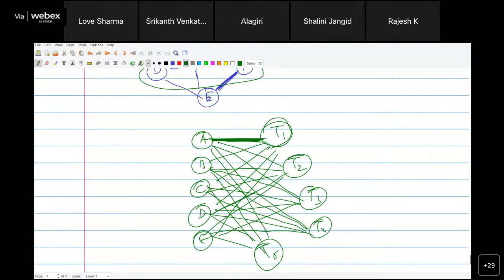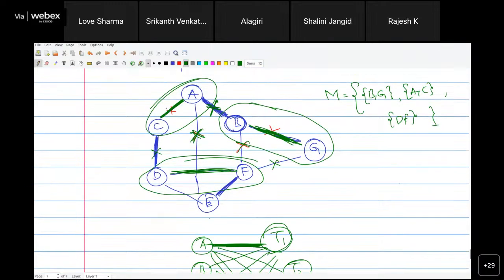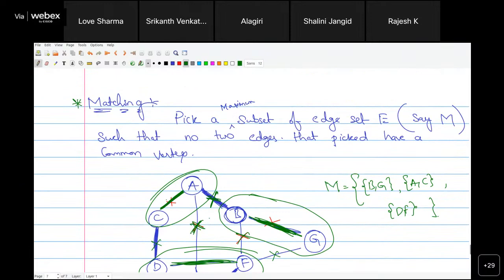So maybe D T2 and C T3 and B T4 and E T5. So this is a matching. This is how we match. So out of all the possible cases, this is one particular kind of matching where a teacher is associated to a particular classroom. So this is the usage of this matching.